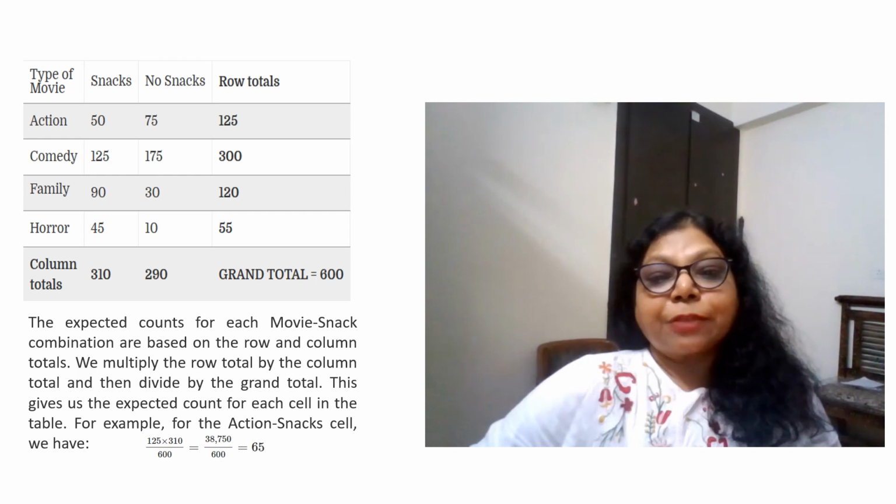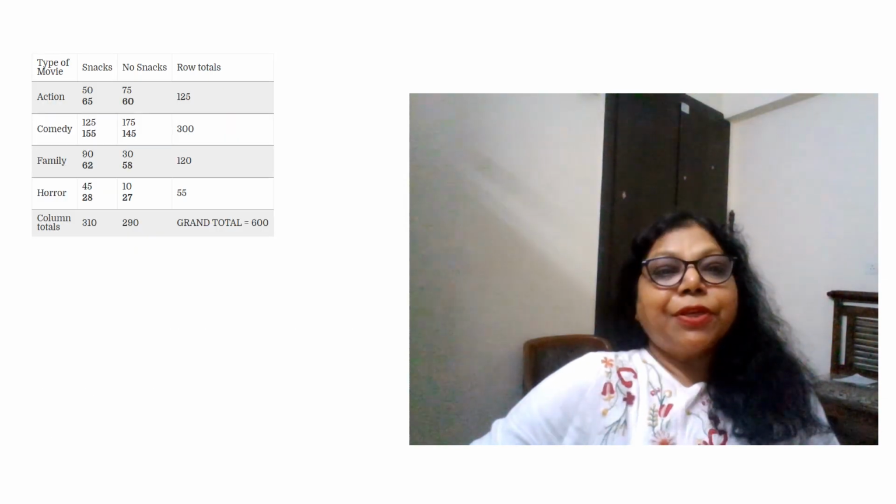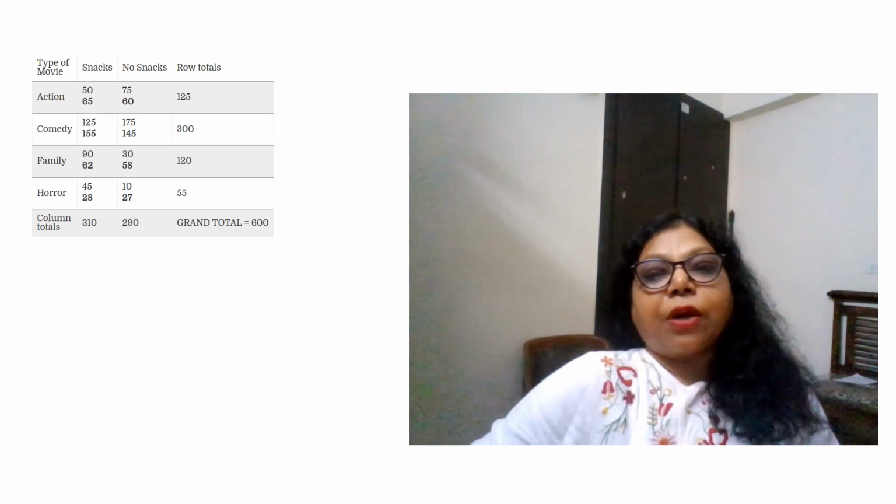So here are the expected counts for each movie snack combination. In each cell of the table, the expected count appears in bold along with the actual count. You can see the expected counts are rounded to the nearest whole number. When using software, these calculated values will be labeled as expected values or expected cell counts or some similar term. Now, all the expected counts of our data are larger than 5. So we meet the requirement for applying the independence test.